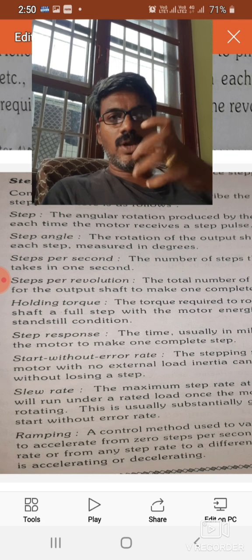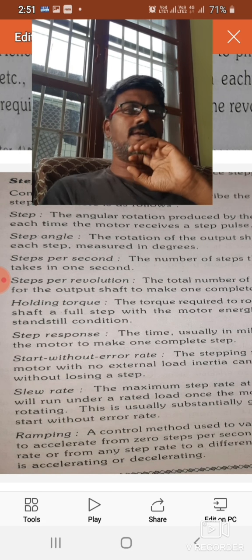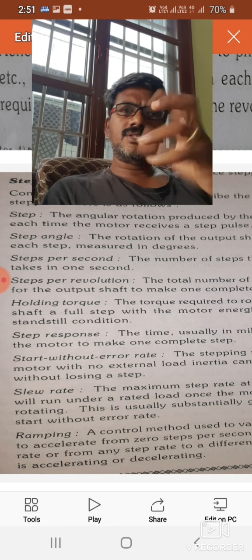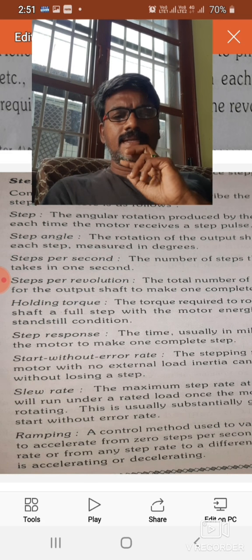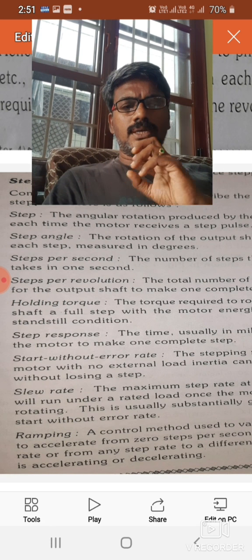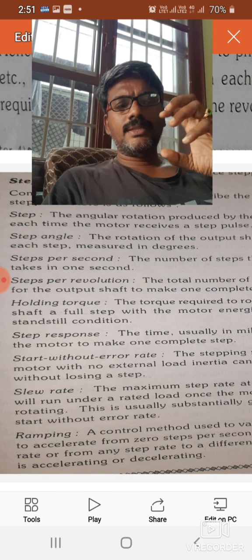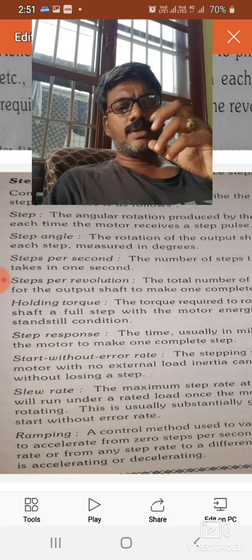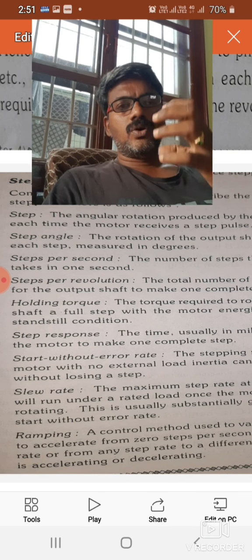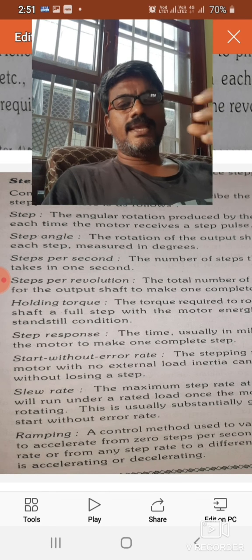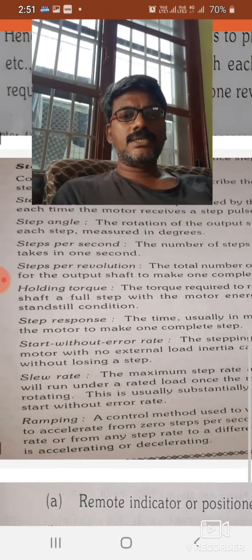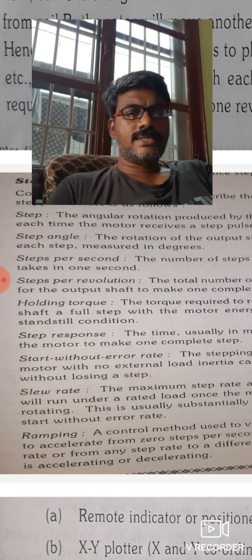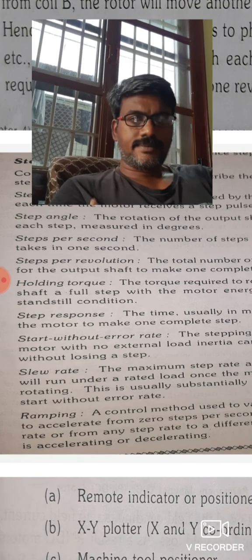Okay. Simply, holding torque is nothing but a starting torque. Right? Each and every time the motor will take a starting torque. So the starting torque means the torque required to rotate the output shaft one full step with the motor energized in a standstill condition. That is known as holding torque.